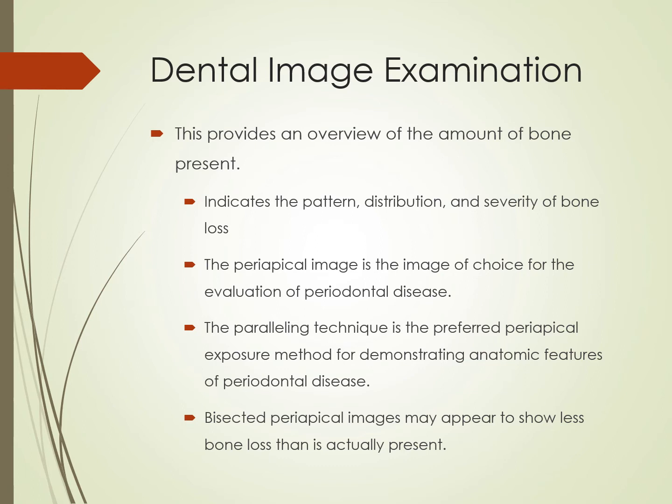Okay. Completely don't use the bisecting periapical image, because it can appear to show less bone than is actually present. That is because of the amount of distortion that you have in all of that, because of the amount of foreshortening, because of the angle, right? So don't use bisecting. Always use paralleling technique with the PAs, and you have to have those PAs when you are initially diagnosing periodontal disease.